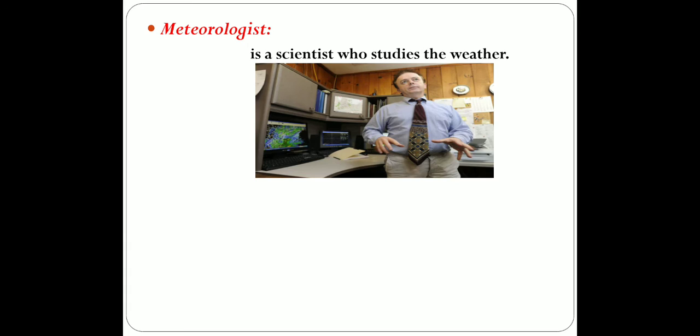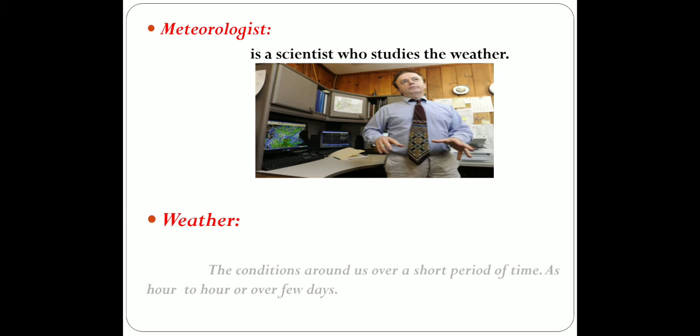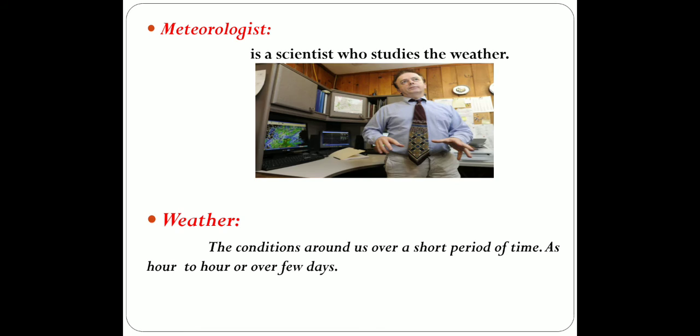Let's see what is the weather and what is the climate and what is the difference between the two. The weather is the conditions around us over a short period of time, like hour to hour or over a few days, 3 or 4 days. This is the weather.